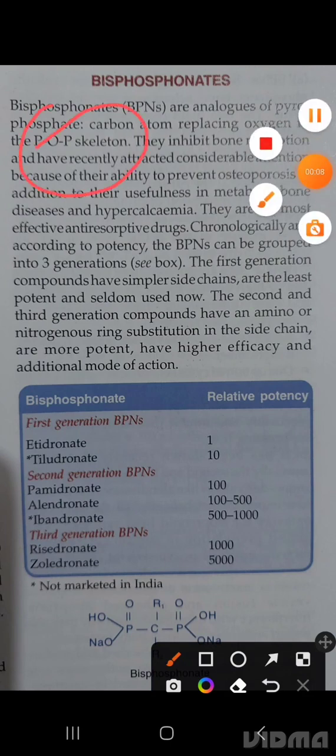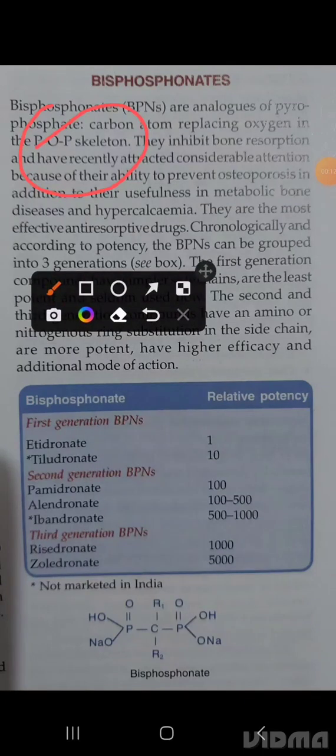We'll move to the classification part. It is classified into three main categories: first generation, second generation, and third generation. First generation drugs are etidronate, tiludronate, and second generation are pamidronate, alendronate, ibandronate. Third generation is risedronate, zoledronate. So this is the basic structure of bisphosphonates. R1, R2 will change, that is, a different group may come.